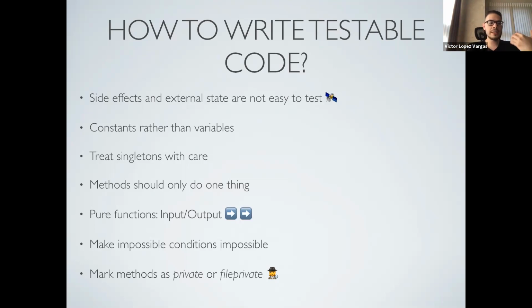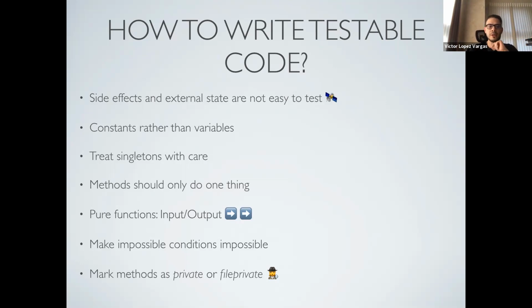Another recommendation is to make impossible conditions impossible. Sometimes we want to have two different types of results. For example, in callbacks, they give you either a value or an error. Try not to do that. A recommendation here is just to use Result instead.